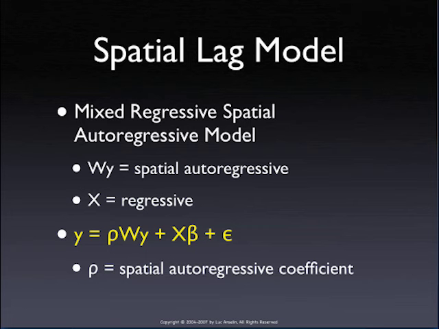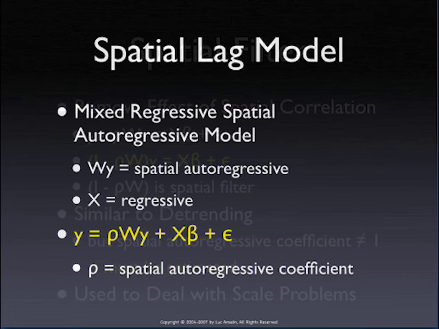So we call this a mixed regressive spatial autoregressive model. We have the dependent variable y. We have a spatial autoregressive component in the form of the spatially lagged variable Wy and its coefficient rho. And then we have the regular regression part, which is x, the explanatory variables with coefficients beta, and an error term epsilon. So this is the basic formulation.